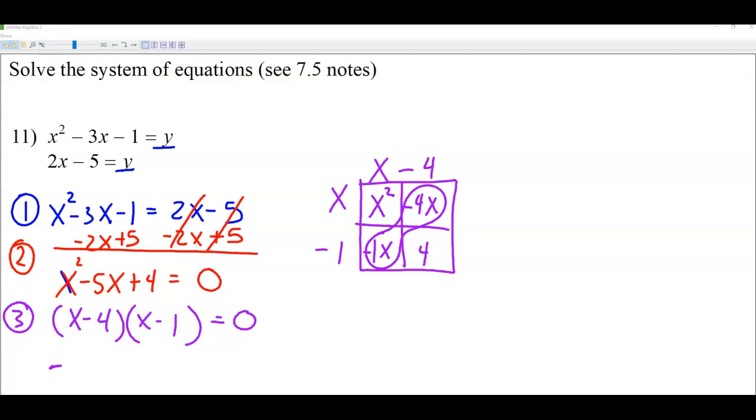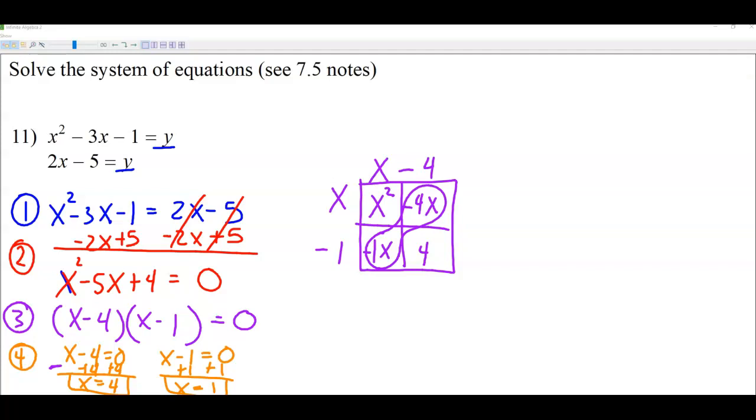And then we're going to solve this equation. So if x minus 4 times x minus 1 equals 0, we're going to set both of those factors equal to 0, and we're going to solve each of those equations. Now, we're not done yet. That got us the x values. We need to find the y values that go with each of those x's.